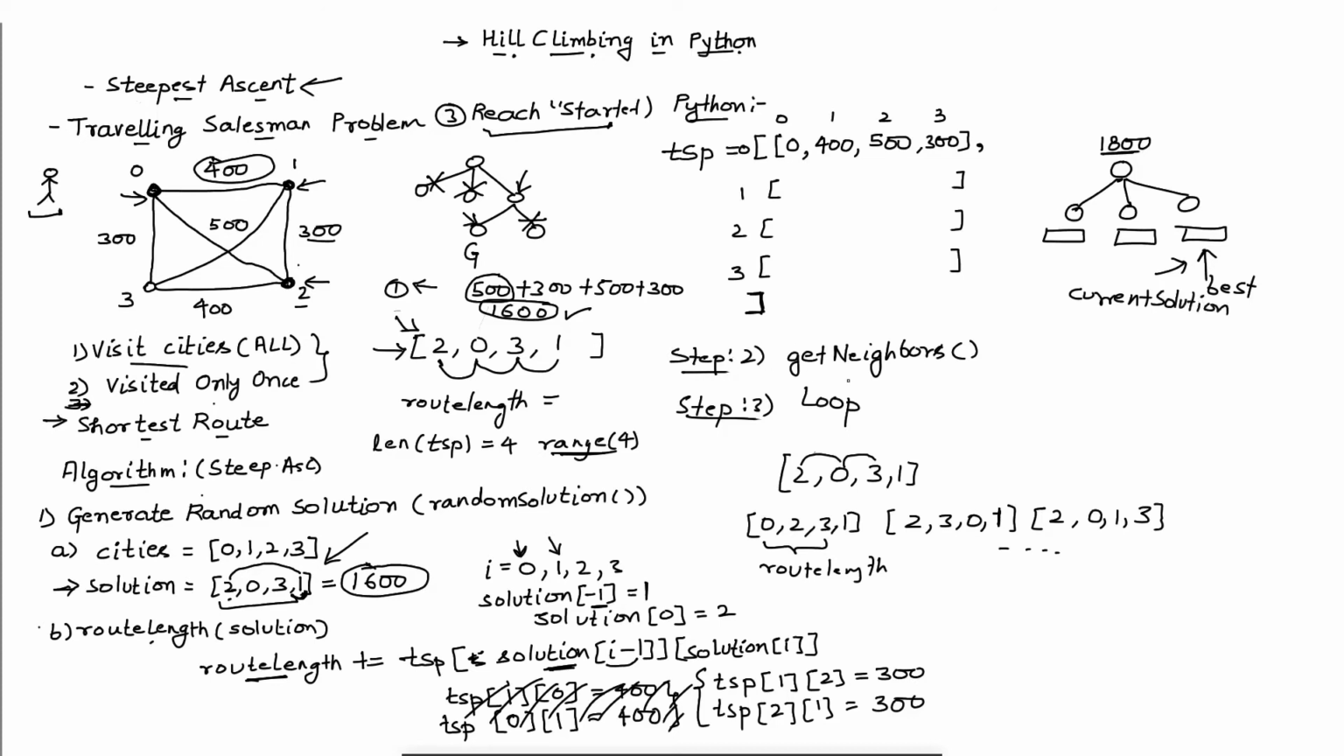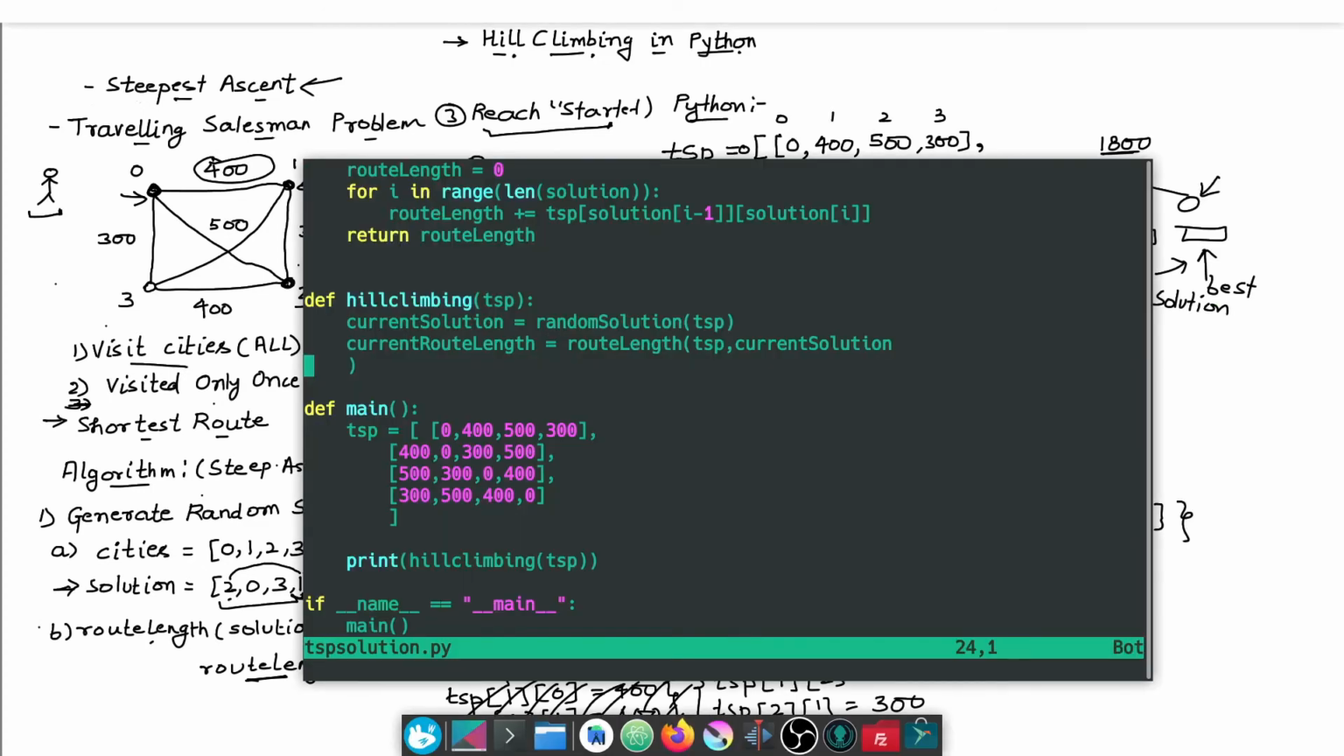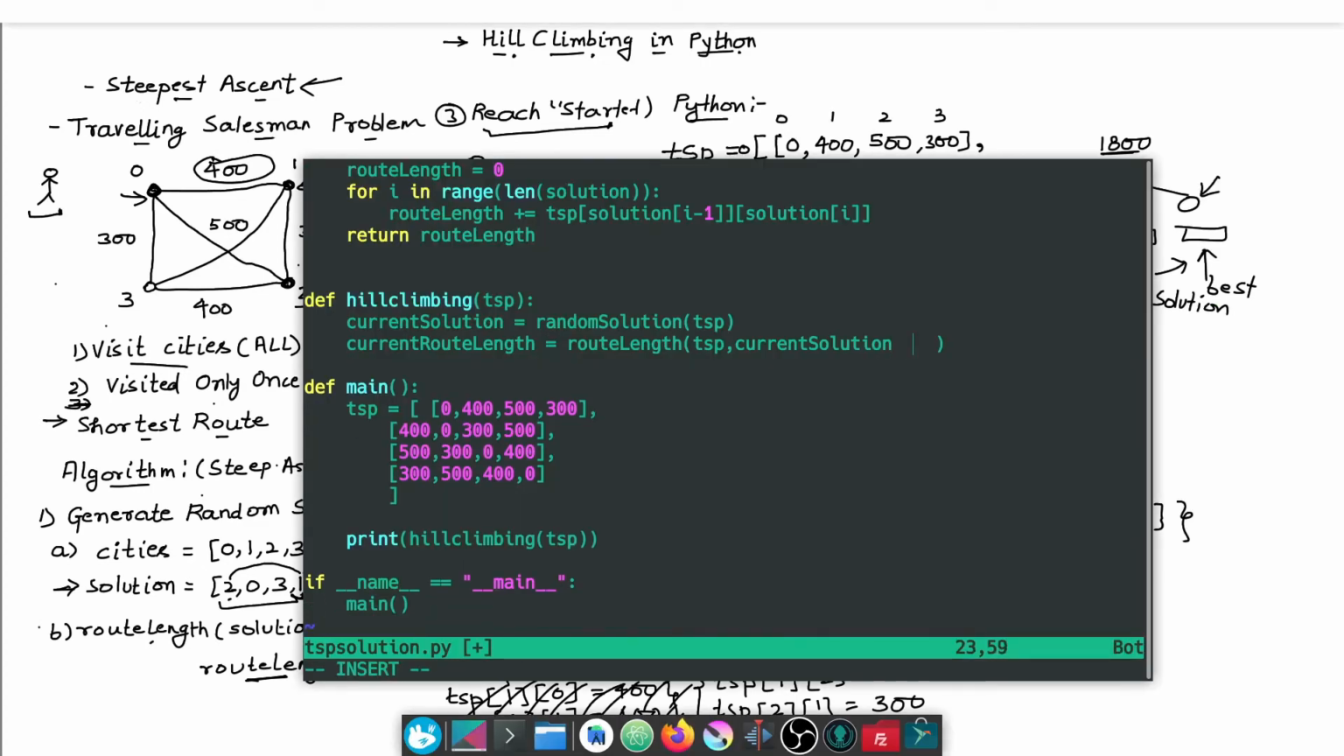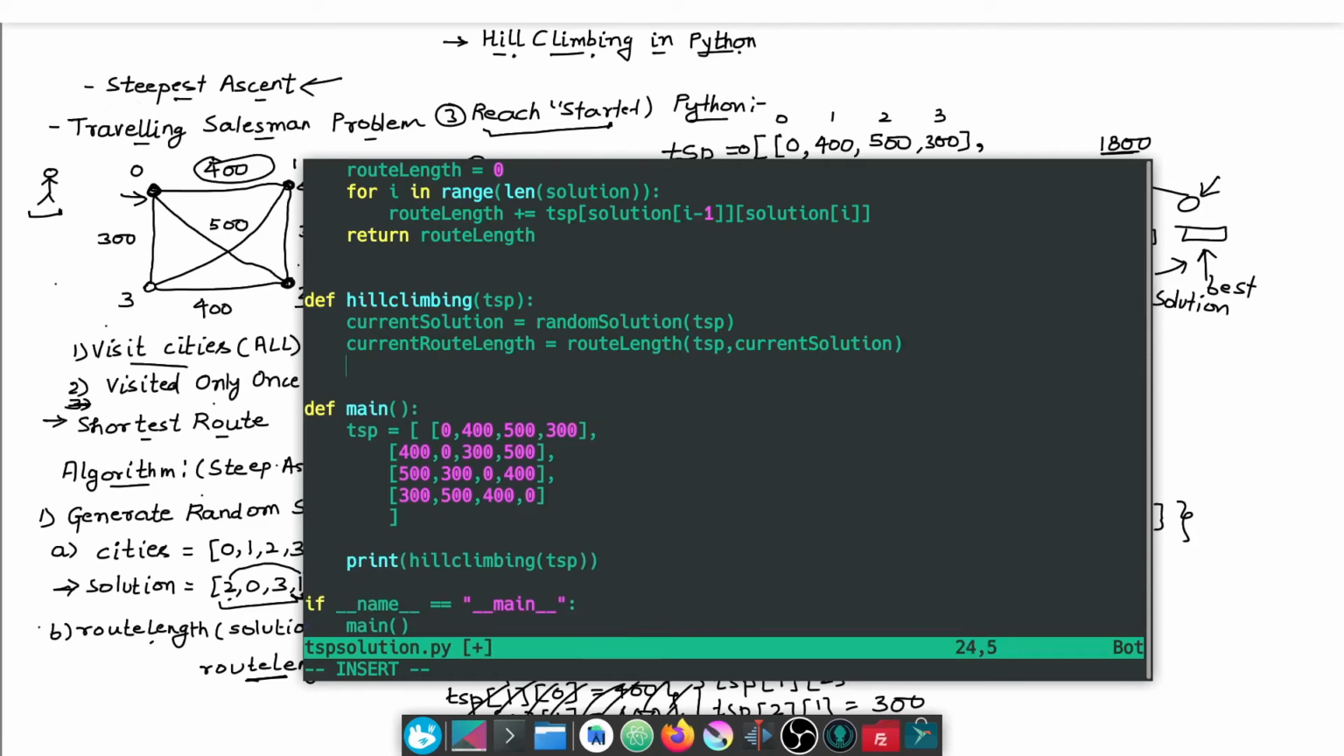So let's see how we can write the get neighbors function inside of our Python program. And here what I am going to do is I will create another variable which will be the neighbors variable, and it will hold the value of all the neighbors that we are going to assign, right? So there will be a get neighbors function, and this function will get all the neighbors of the current solution, right? So we will have to pass the current solution to this function get neighbors.